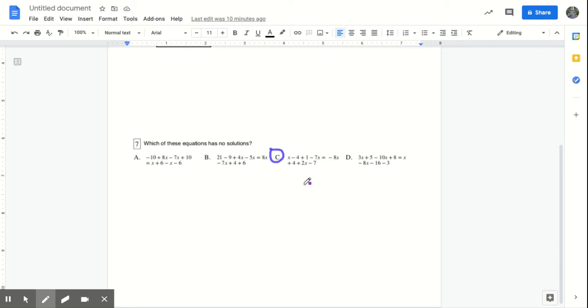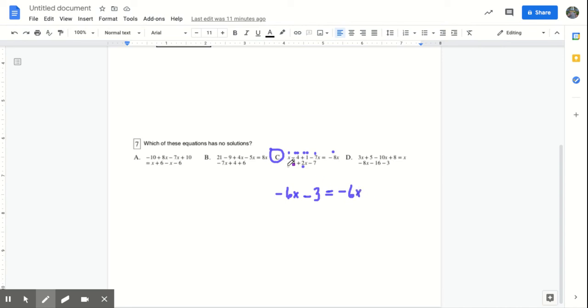All right, so I need to simplify the left side and the right side first, just like we did in our first examples from earlier. Let's see, I have x minus 4 plus 1 minus 7x. Well, x minus 7x is negative 6x, and I have a -4 and a +1, that's like you're going to end up with minus 3. It's like a -4 and a +1. On the other side of the equation, I have -8x plus 2x, so that's going to be -6x.